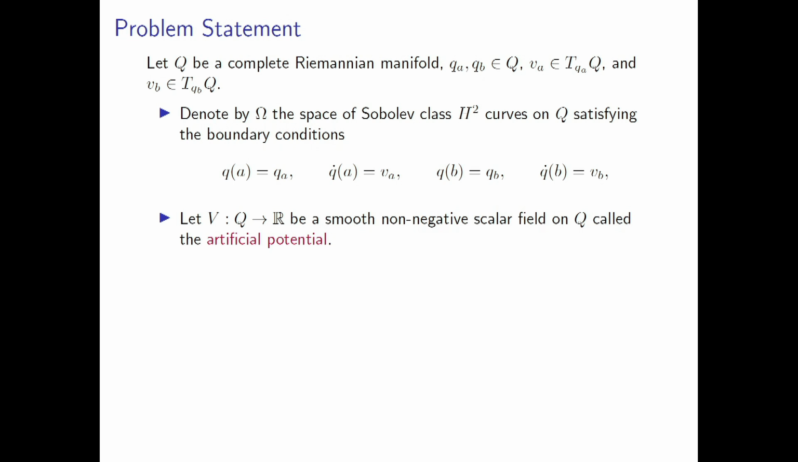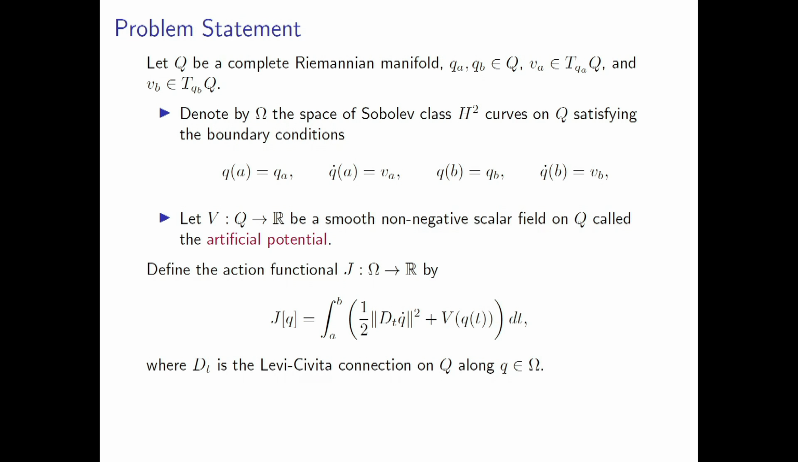And we denote by B a smooth non-negative scalar field on Q that we call the artificial potential. And we define this cost functional, this action functional J from the space of curves Omega in this way, where B is the artificial potential and D_t denotes the Levi-Civita connection on Q along the curve q in Omega. And the problem consists of finding and studying the minimizers of J.